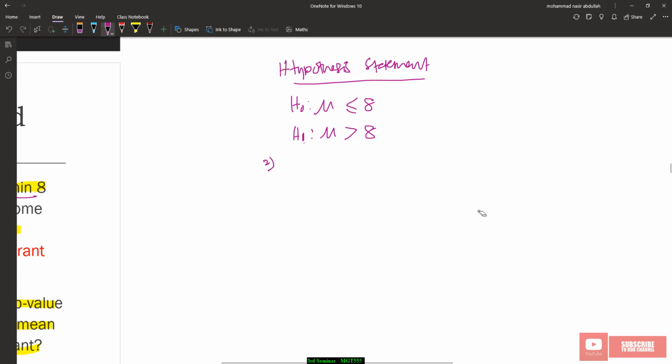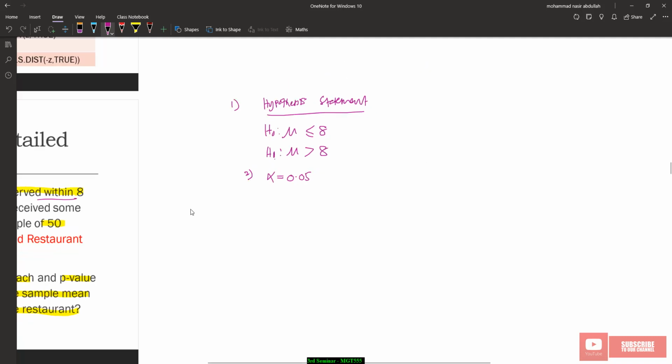The hypothesis statement. This is step number 1, hypothesis statement. Step number 2, we need to state the level of significance. So alpha is 0.05.